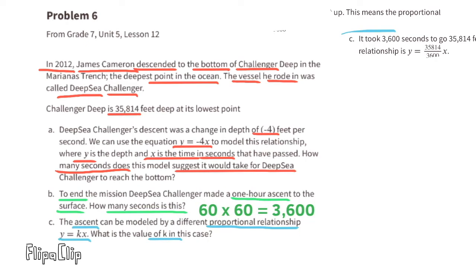C. The ascent can be modeled by a different proportional relationship, y equals k times x. What is the value of k in this case? Y equals k times x. K is the constant, the distance that it traveled up during the ascent divided by the number of seconds that it took to make the ascent, which was 3,600 seconds. You can see here I wrote y equals k times x, but I substituted the k with 35,814 over 3,600.